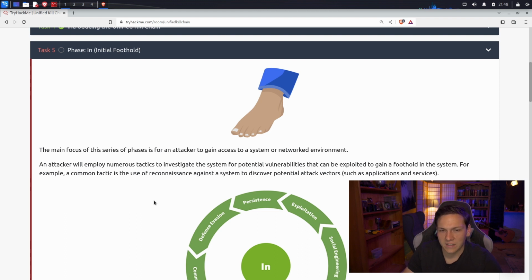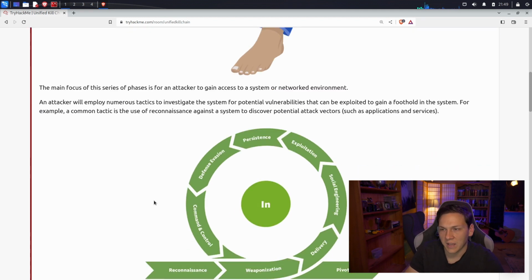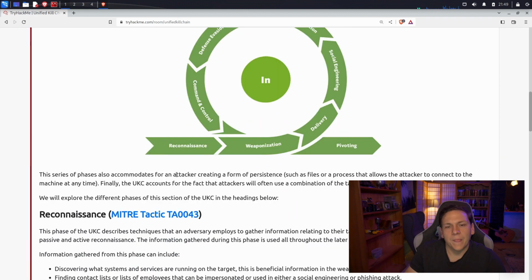For example, a common tactic is the use of reconnaissance against a system to discover potential attack vectors, such as applications and services. This series of phases also accommodates for an attacker creating a form of persistence, such as files or a process that allows the attacker to connect to the machine at any time. Finally, the UKC accounts for the fact that attackers will often use a combination of tactics listed above. We'll explore the different phases of this section of the UKC in the headings below.